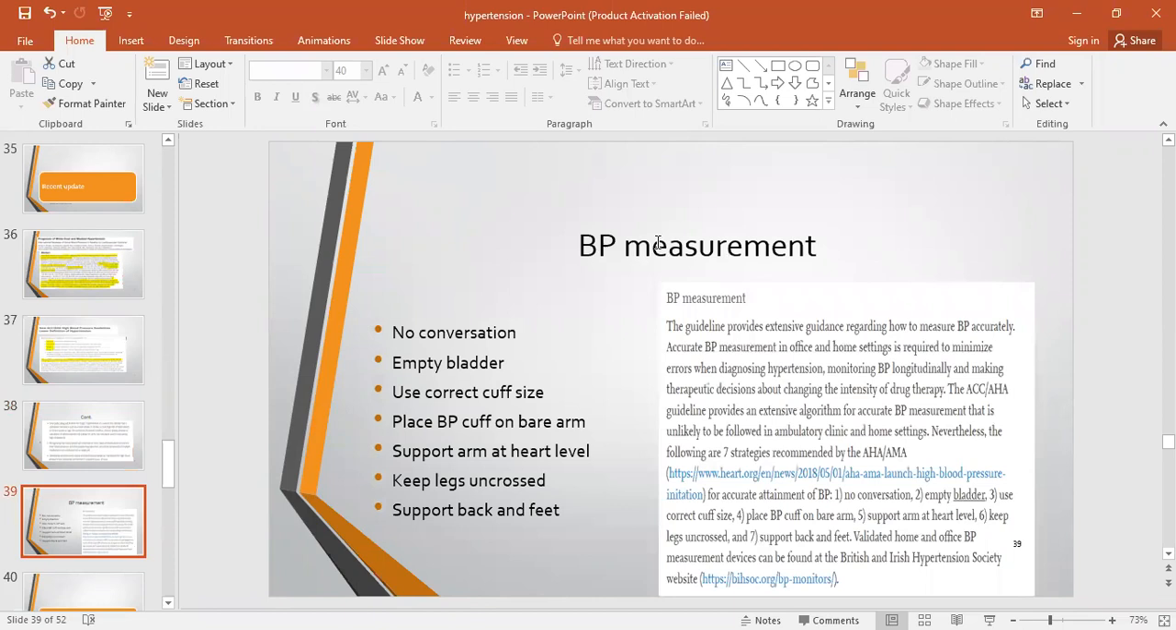These are the recommendations for measuring the exact BP. There should be no conversation, empty the bladder, use the correct cuff size, place the BP cuff on a bare arm, support the arm at heart level, keep the legs uncrossed, and support the back and feet.